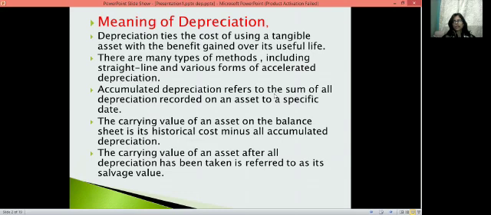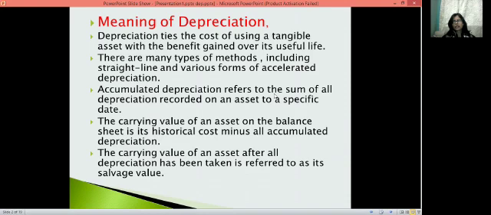First one is the straight line method. Second one is the diminishing balance method. And in depreciation, a very common term used is accumulated depreciation. Accumulated depreciation, what does it mean? It refers to the sum of all depreciation recorded on an asset up to a particular specific period. It means we are talking about the sum of depreciation for a particular asset, that is accumulated depreciation.